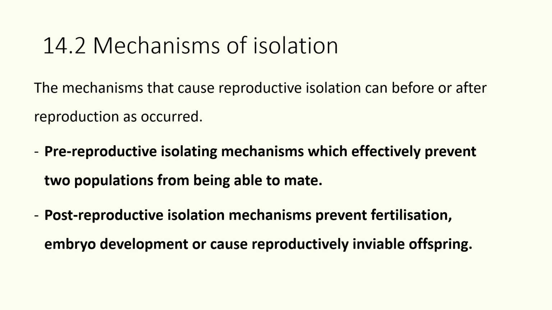Our mechanisms of isolation come in one of two overarching varieties, and that's pre-reproductive isolating mechanisms, effectively stopping them from being able to mate. So pre-reproductive isolating mechanisms stop mating or sex from happening. Post-reproductive isolation mechanisms prevent fertilization. So they're not preventing mating, but they're preventing fertilization or successful mating. They could prevent the embryo from developing, or they could produce offspring that are inviable. So they can't reproduce themselves, they're infertile.